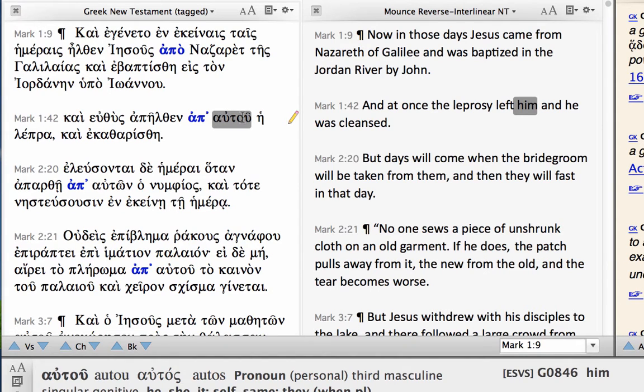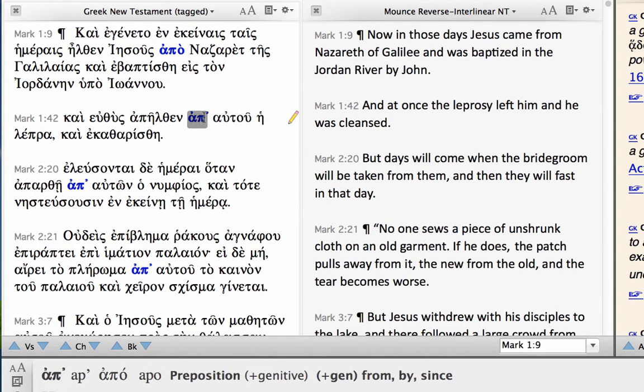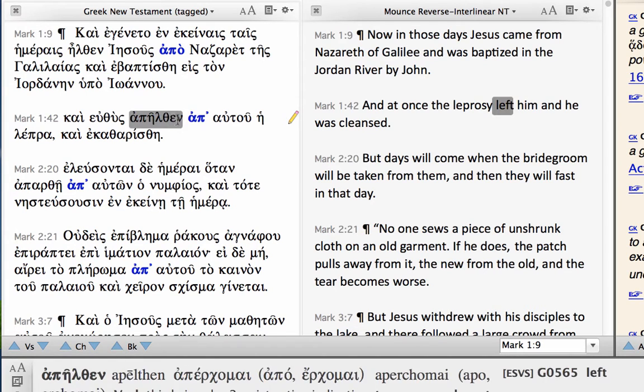It's easier to say apautu than it is to say apaautu. And Greeks don't like that kind of cadence, hiatus it takes to say apaautu. So they drop the omicron. So apa and op are the same word, just different forms of the same word. But anyway, immediately the leprosy, the skin disease, went from him.